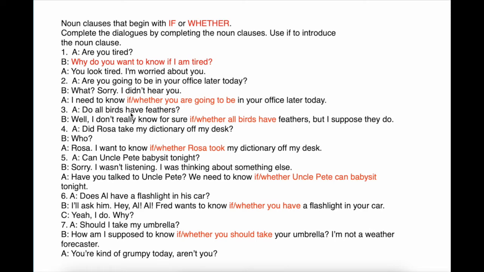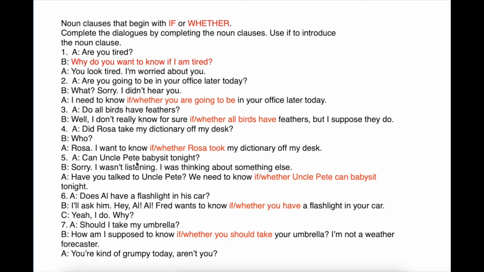Do all birds have feathers? Well, I don't really know for sure. Emin olarak bilmiyorum. Whether all birds have feathers, but I suppose they do. Did Rosa take my dictionary off my desk? Who? Rosa. I want to know if Rosa took my dictionary off my desk. This part is the noun clause.